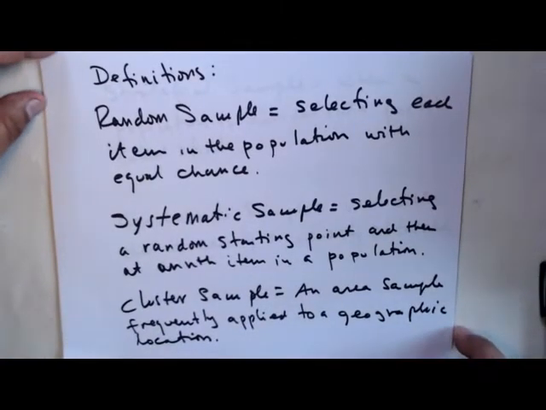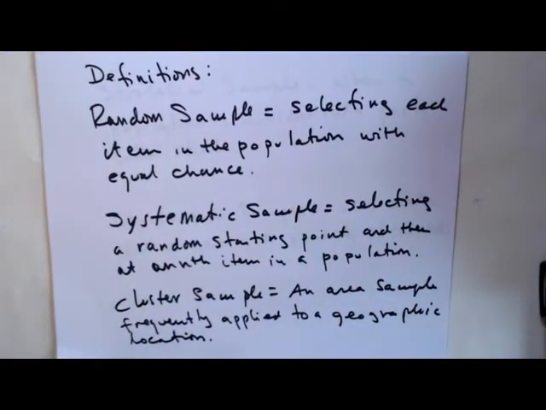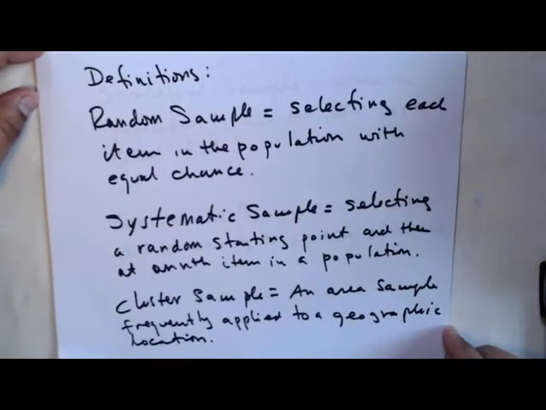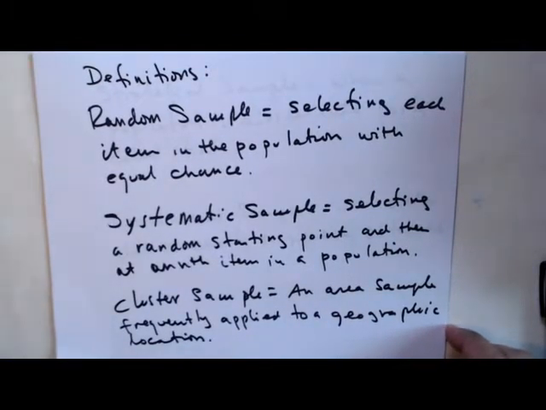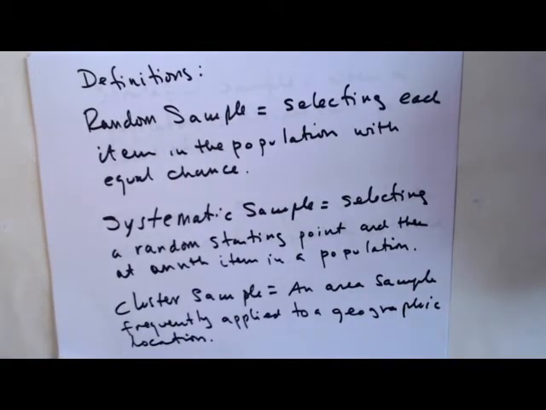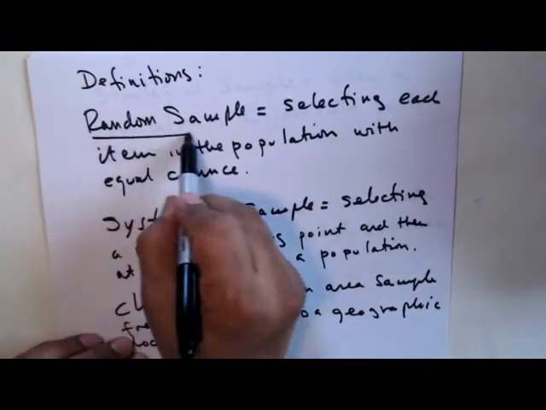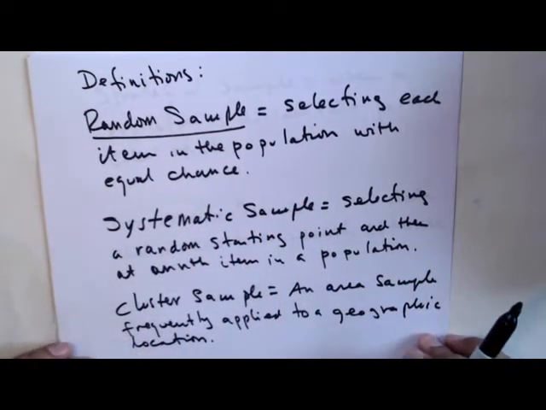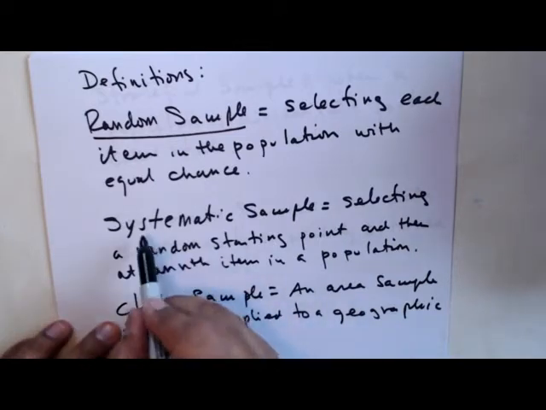So we have some definitions here. You have a random sample, selecting each item in the population with equal chance, right? So basically, everyone will have the same chance of being selected. That's a random sample. No strings attached there.